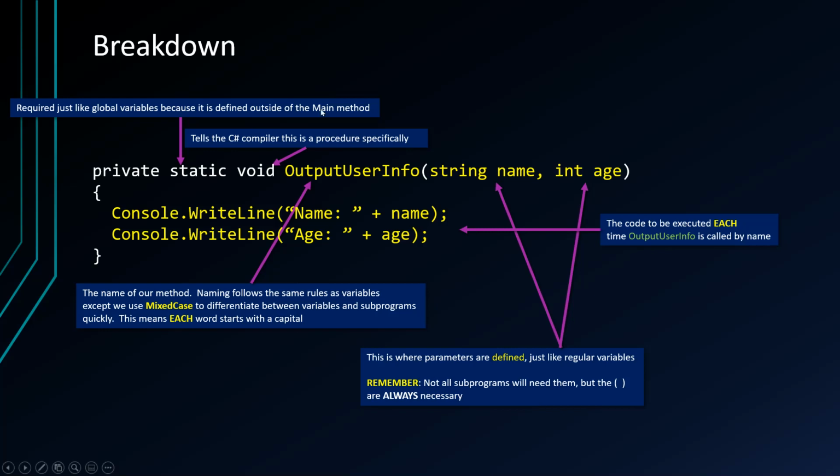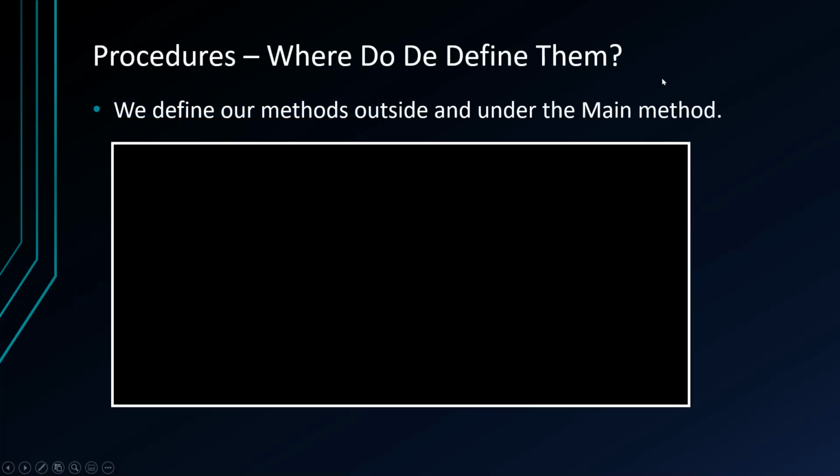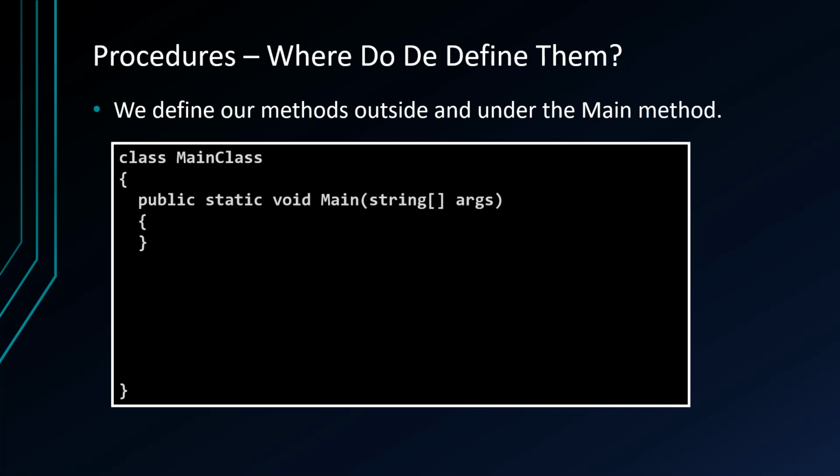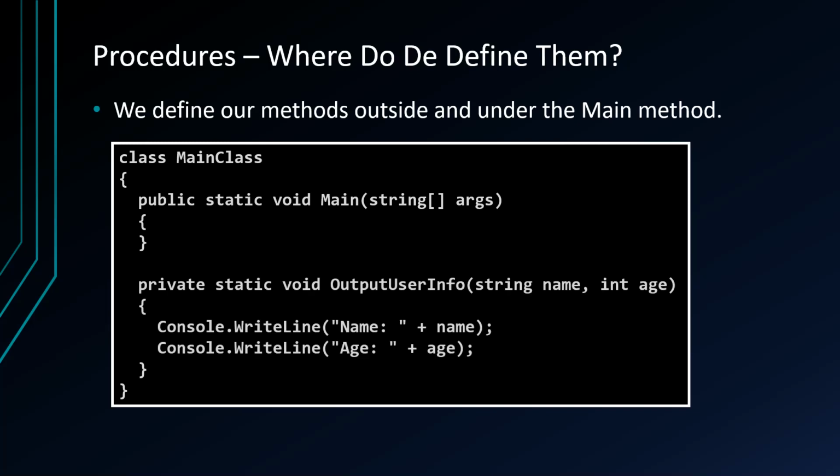So let's take a look at this. Where do we actually define these things? Well, we define our methods outside and underneath our main method. So if this is our program right now, this is our basic program: class, main class, public, static, void, main. This is how all of our programs look when we first create them. Where are we going to define our subprogram? Right below there. So it has the same indentation as the main method, but they're both contained inside of the main class. All right. So now we see that they're in line. If I have more methods that I want to create, they would just go below there and keep going down and down, all with the same indentation.